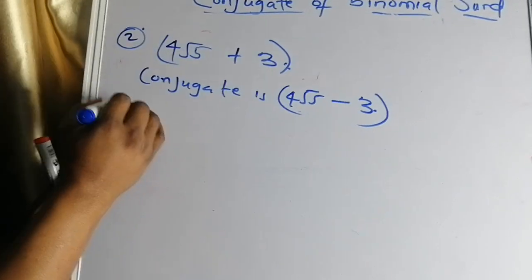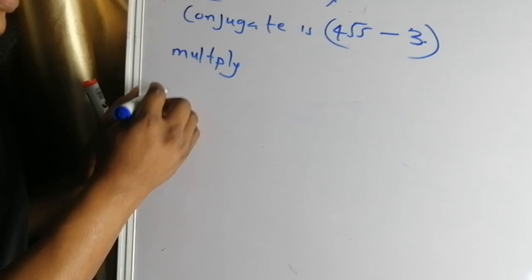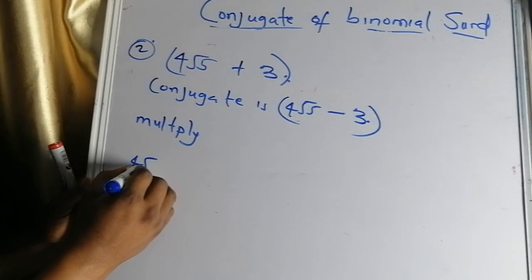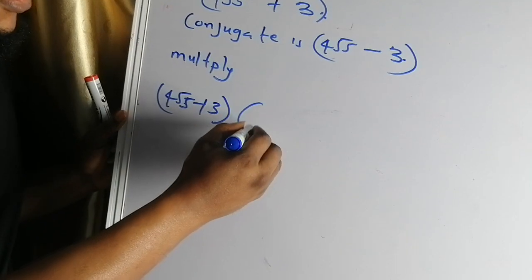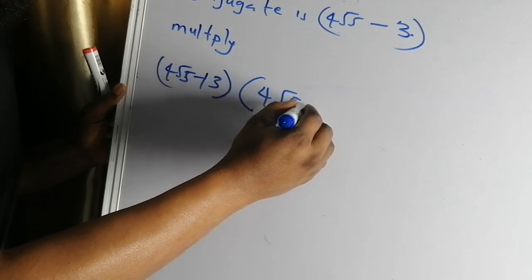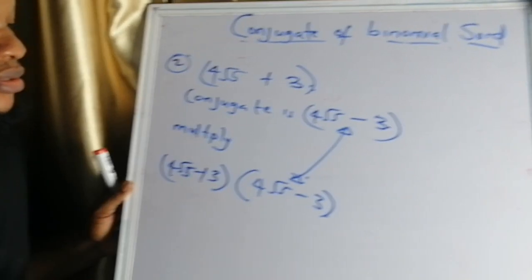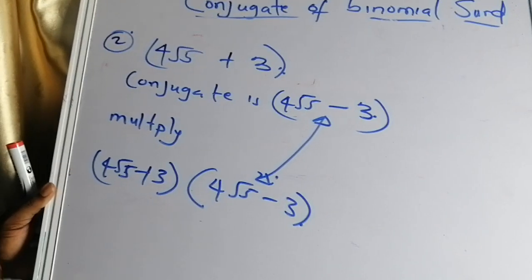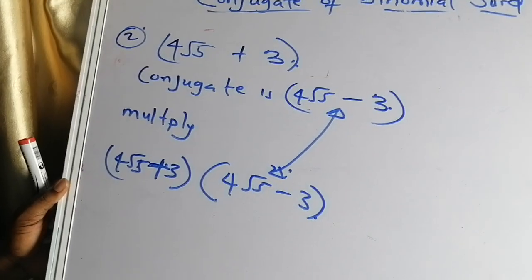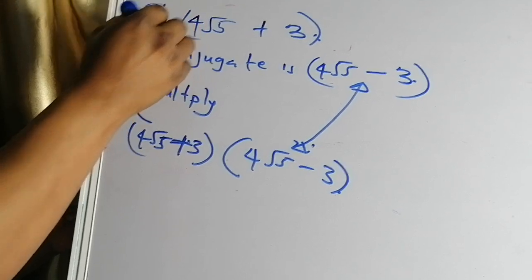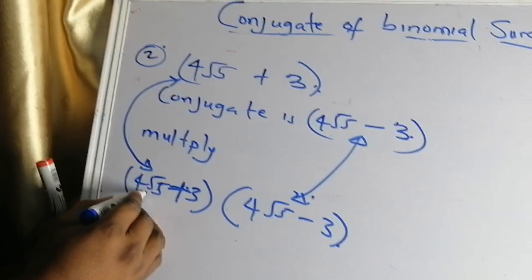Okay? So then multiply. So the multiplication will now be 4 root 5 plus 3 times 4 root 5 minus 3. So which is this one? Okay, the conjugate. That's what I said. Conjugate means multiply the surd by the opposite sign of the question. Okay, so you can see that this is the question here. So this is the conjugate here. So I'm multiplying now. This is step 1.